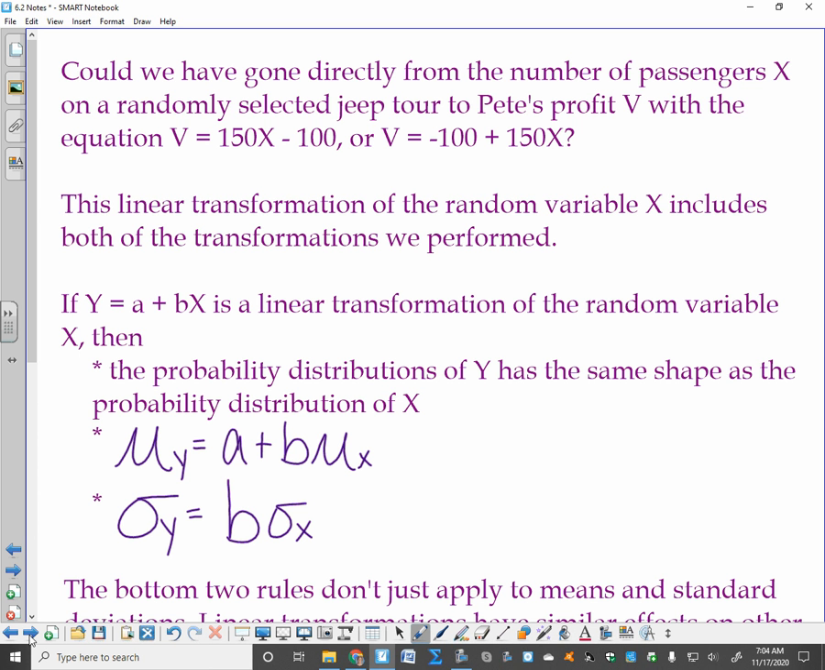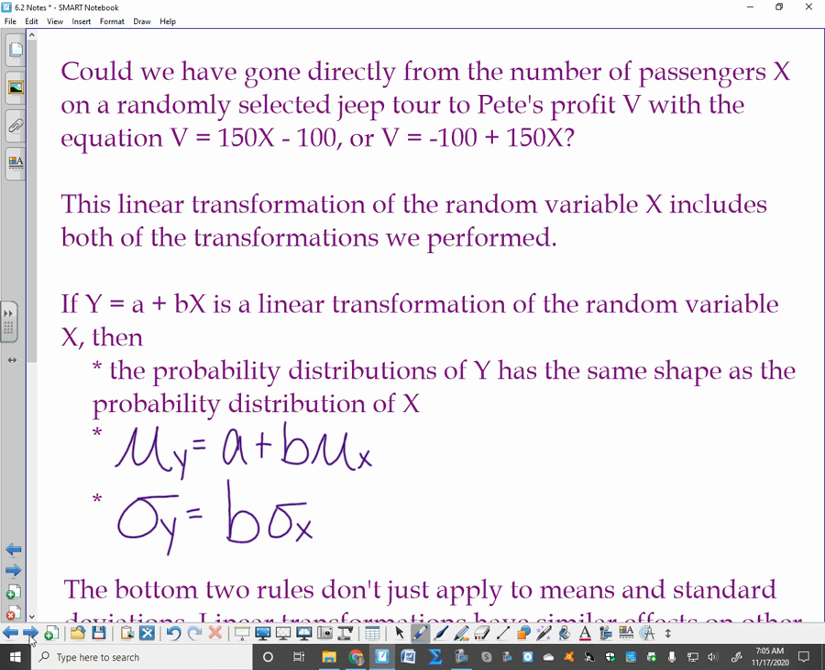All right, so let's talk about this in general. If y equals a plus bx, so something has been multiplied to x and something has been added to x, it's a linear transformation of the variable x, then the probability distribution of y has the same shape as the probability distribution of x. It doesn't have the same spread, it doesn't have the same mean, but it does have the same shape. If it's symmetrical, it will still be symmetrical. If it's bimodal, it will still be bimodal. If it's skewed right, it will still be skewed right.